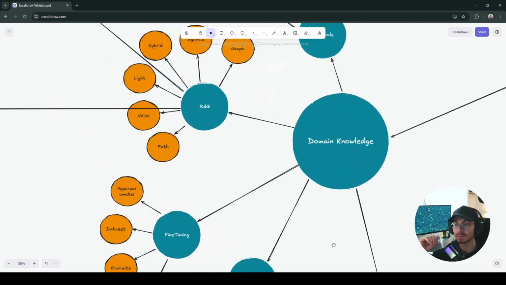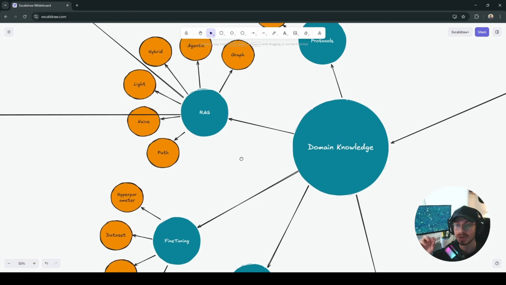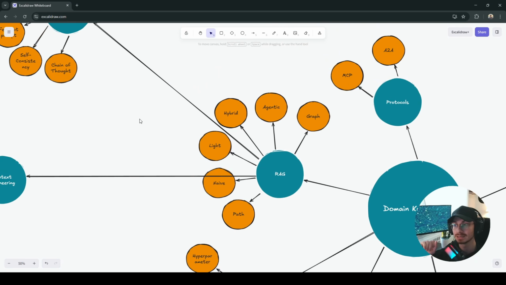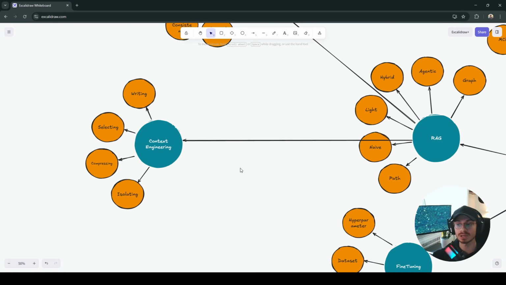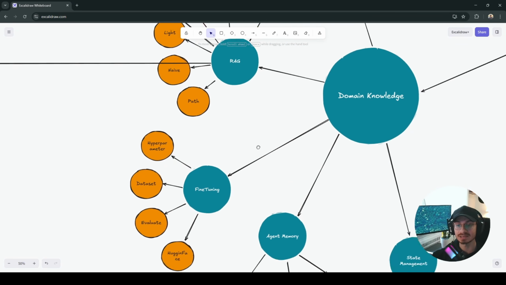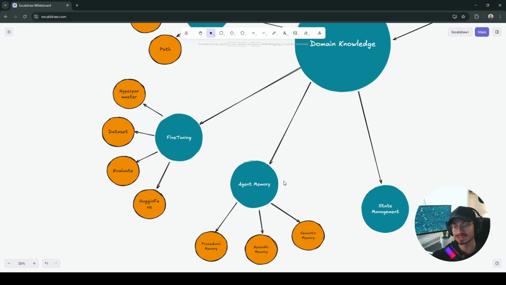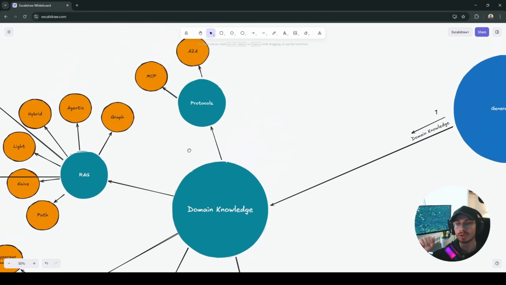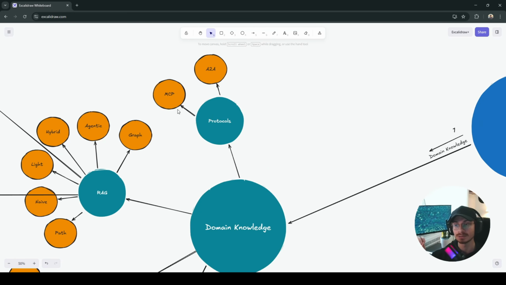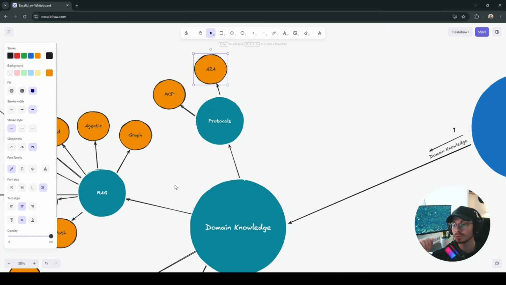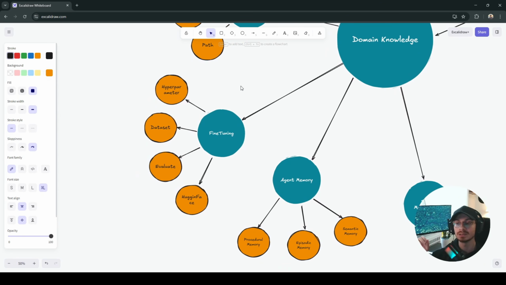So just to recap, if you're a beginner, RAG is the first thing you're going to learn, then prompt engineering and context engineering. After that, you go to the agent memory and understand different types of memory. Then you learn about the protocols and how you can define MCP servers or the agent-to-agent protocol. And finally, fine-tuning.